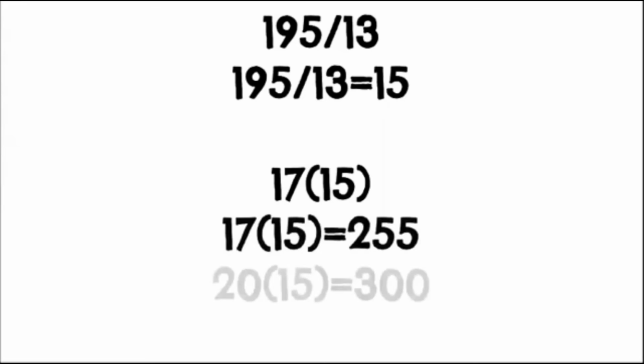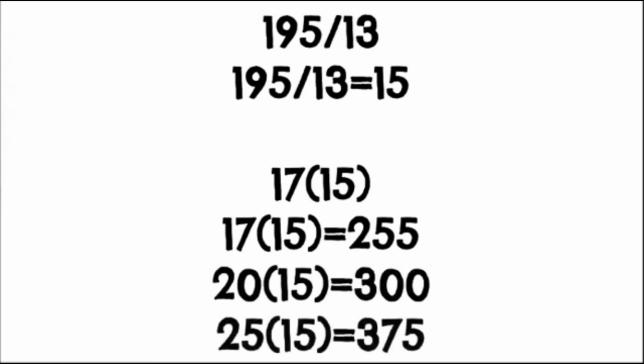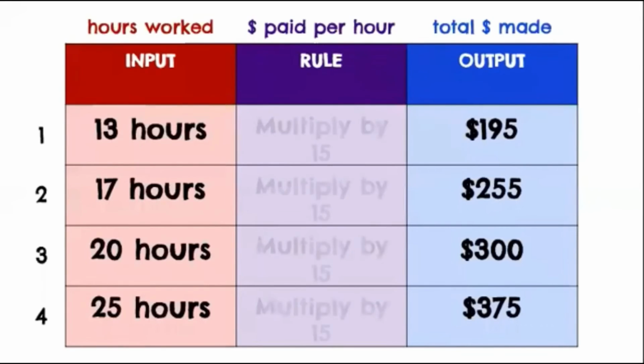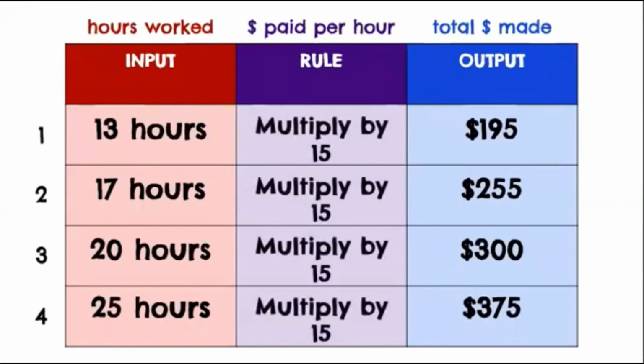Yeah. What about 20 times 15? Does that come out to 300? What about 25 times 15? Does that come out to 375? Great, now we know our rule is to multiply by 15. So, your new wage is $15 an hour. What an awesome raise!